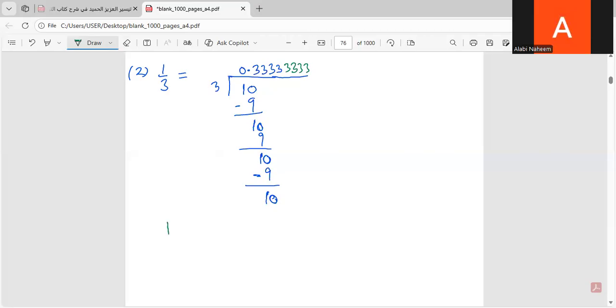So we can write the quotient also in two ways. 0.3. And since 3 is the only number that is repeating itself, what do we do? Put the bar on 3. So it's still telling us that 3 is that part of the number that is repeating itself indefinitely. 3, 3, 3, 3, 3.